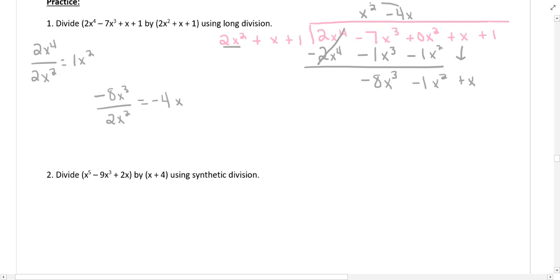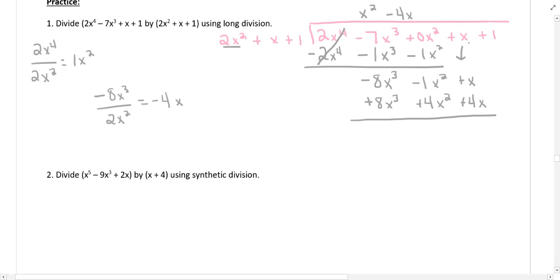Negative 4x times 2x squared, negative 4 times 2 is negative 8, and then you're going to have x cubed. Then negative 4x times x gives us negative 4x squared. And then negative 4x times positive 1 gives us negative 4x. Draw your line, change all the signs. So these all were negative, they become positive. I'm going to erase my distribution lines.